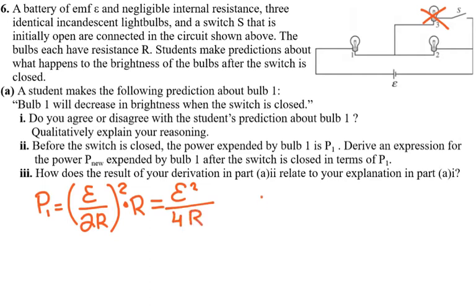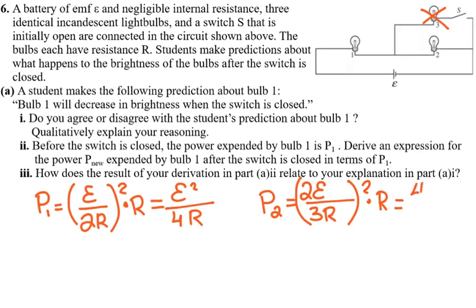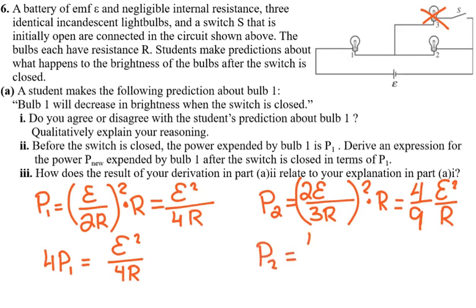For the second circuit, P2, you had EMF over 3R over 2. So that was the current, the voltage divided by the total resistance, squared, times the resistance. So that gave me 4/9 E squared over R. So I see right here that EMF squared over 4R is P1, so P2 is equal to 4/9.